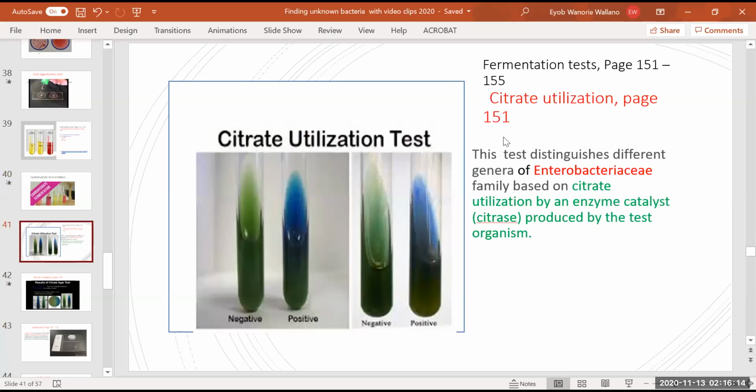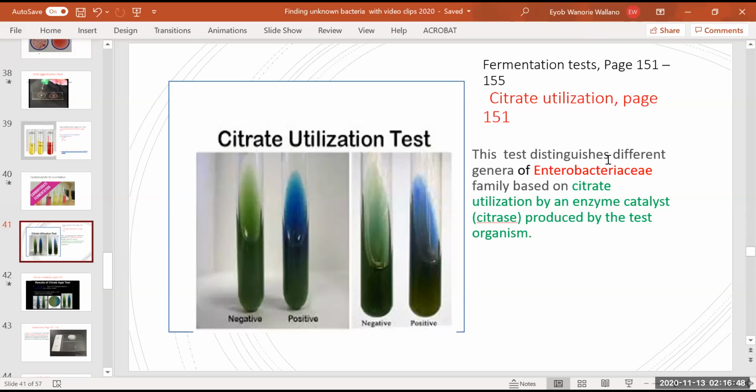The other reaction is going to be citrate utilization. If the bacteria is pathogenic, it is going to use its own enzyme, citrase, to break it down and change the color. Look how here, for example, this one is negative. It doesn't have citrase. This one has citrase. How do you know it? Because it changes color to Persian blue. That means there is an enzyme citrase.